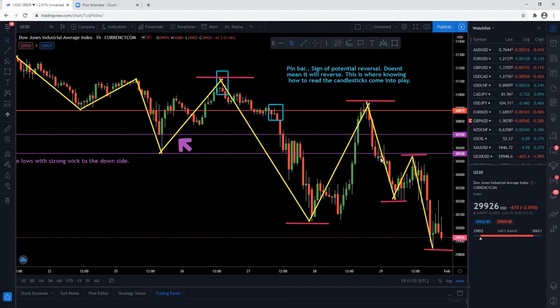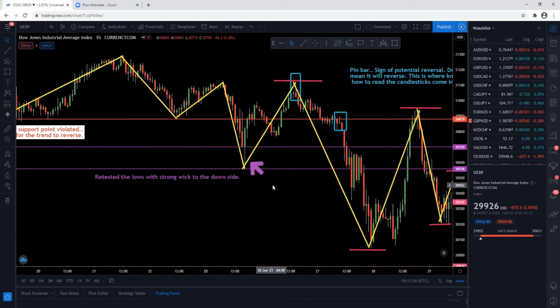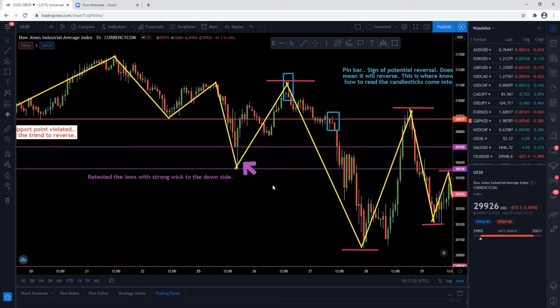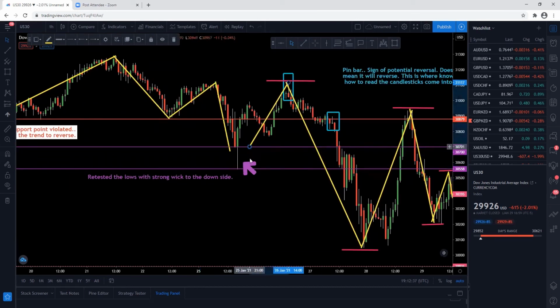Let's also look at the wicks of the candle. All right. If you look where I have the purple arrow, it's pointing at the wick of the candle. Okay. So let's move this out the way. We're strictly looking at the wicks of the candle. As you can see, price retested the lows with a strong wick to the downside. That also lets you know that price will reverse. Anytime a shadow is being left behind like that, more than likely the price will reverse in that direction.